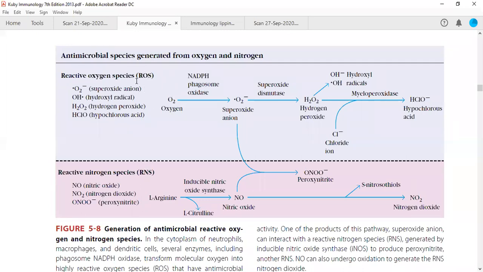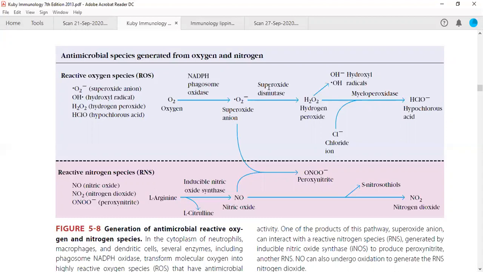So the reactive oxygen species are the product of oxygen itself in the presence of an enzyme called NADPH phagosome oxidase, or simply NADPH oxidase. This oxygen will be converted, so this is an oxidase, right? So what will happen, this NADPH will be converted into NADP positive, and this H positive or one electron will be donated to this oxygen so that a net negative charge will come, and this is known as superoxide anion. This superoxide anion is more reactive, and it can react with the plasma membrane.